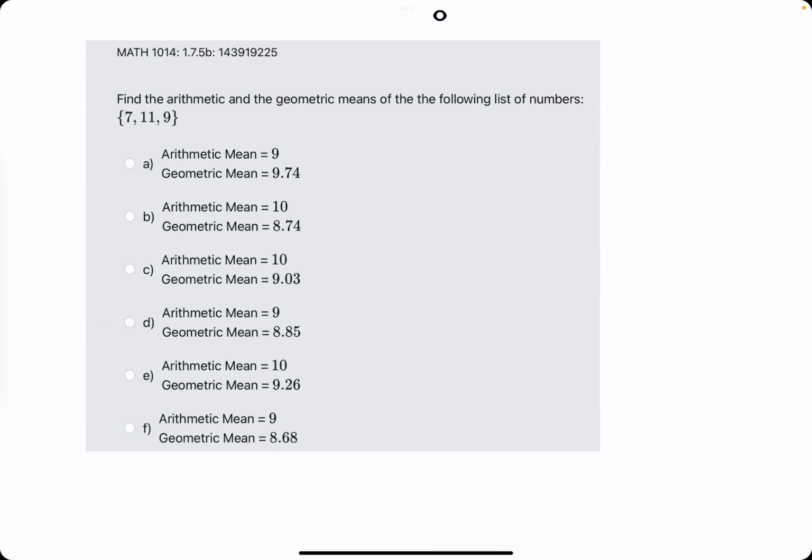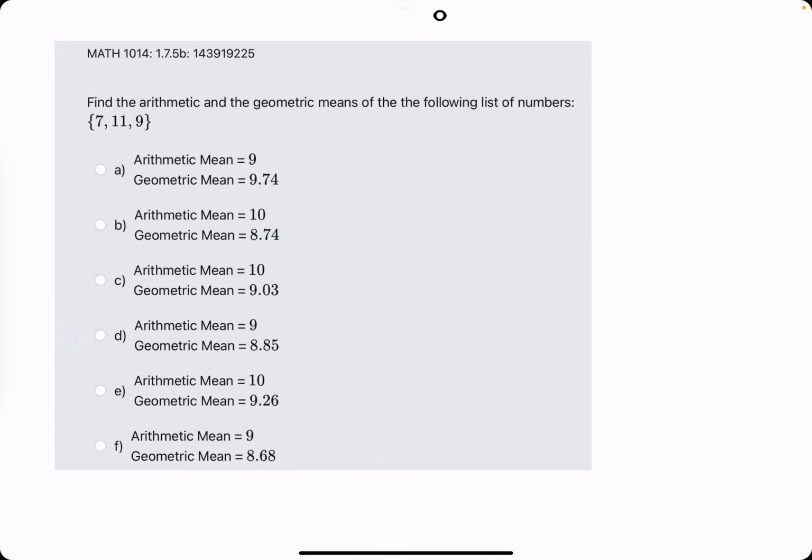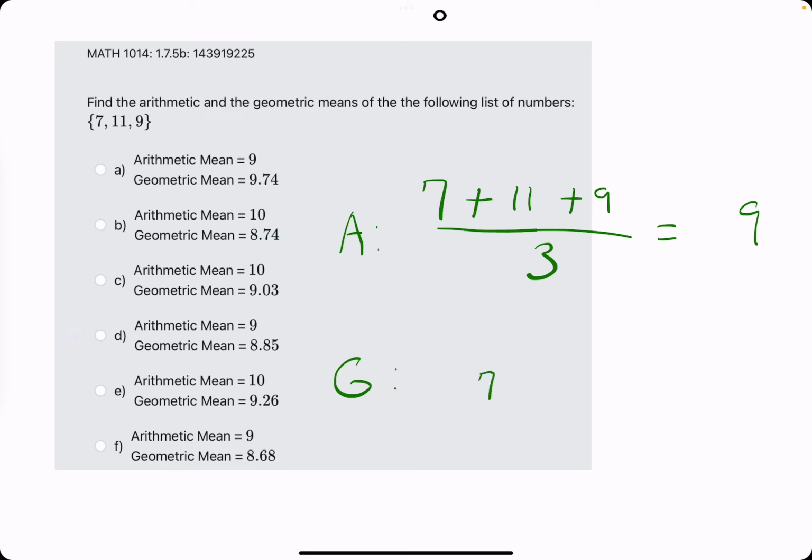Let's do one more. Find the arithmetic mean and geometric means of these numbers. So 7 plus 11 plus 9 divided by 3. That will give us the arithmetic mean, our typical average. So we get 7 plus 11 is 18 plus 9, which is 27 divided by 3. That's a nice 9.